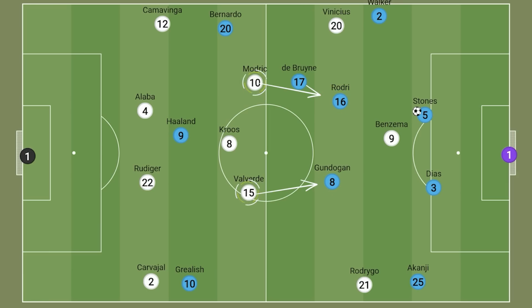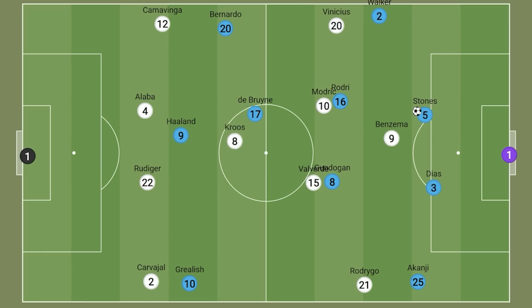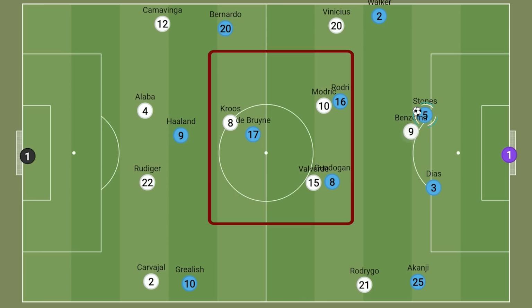This would then be backed up by Valverde and Modric looking to press the City double pivot, and what this would now mean is that Kroos could stay closer to De Bruyne where he was looking to explore the spaces between the lines. So now they had kept Stones deep, meaning that in the midfield they could remain man-to-man rather than overloaded.